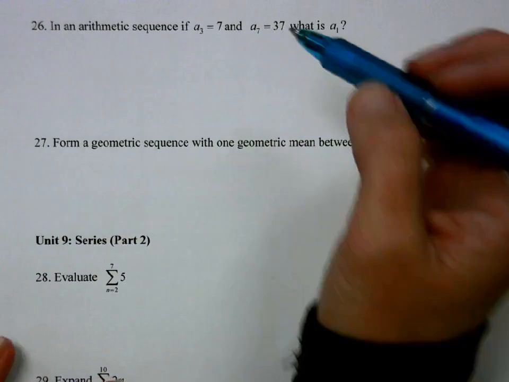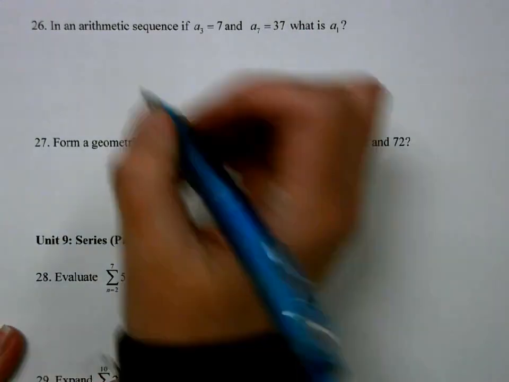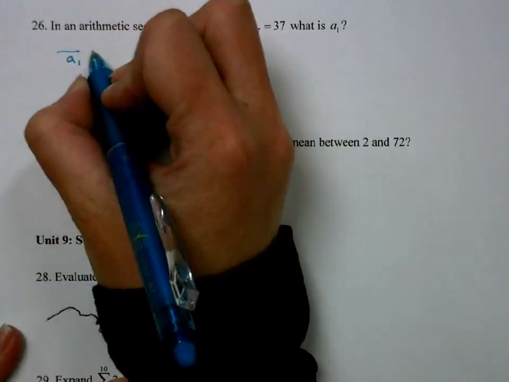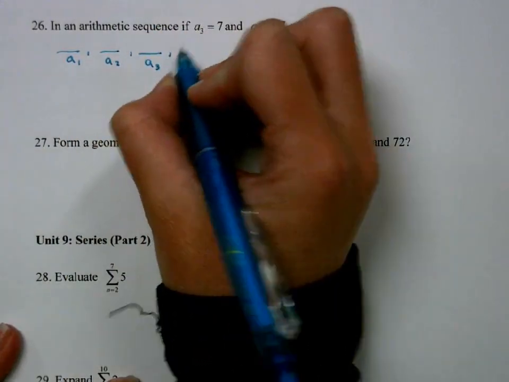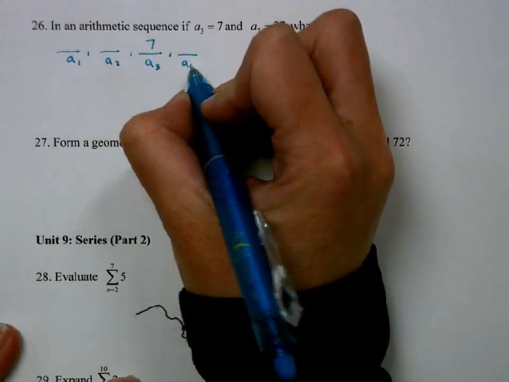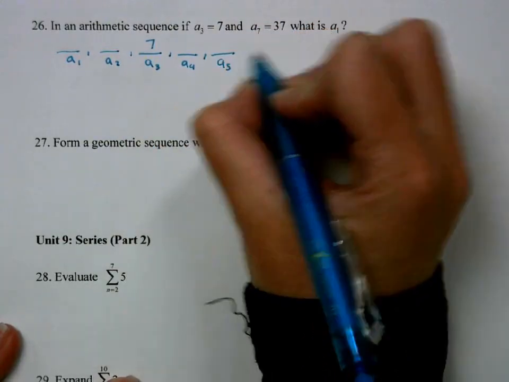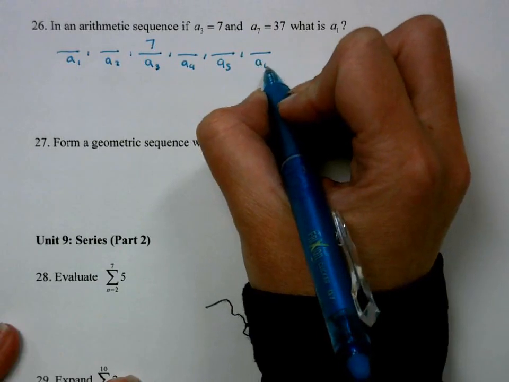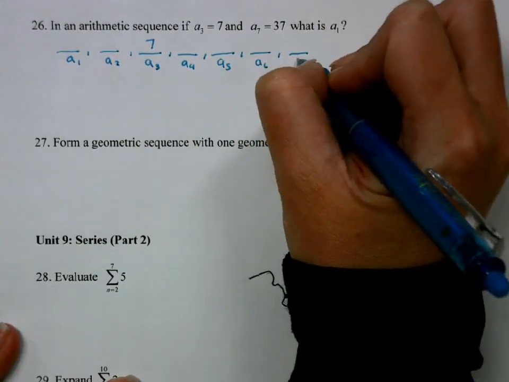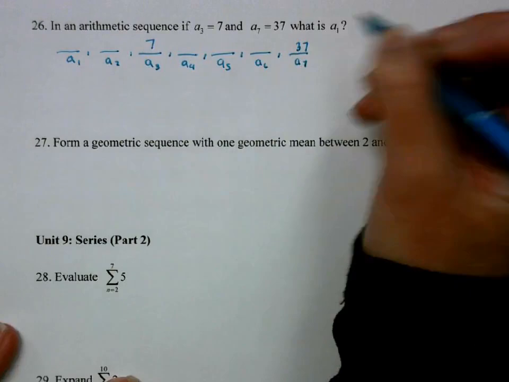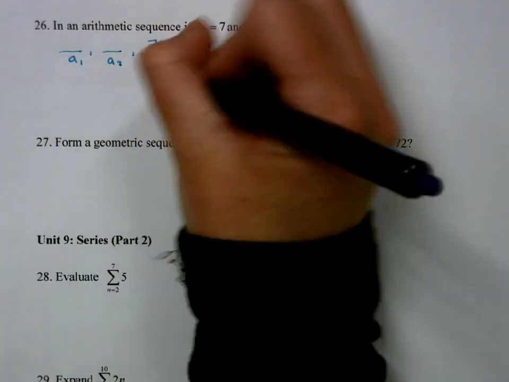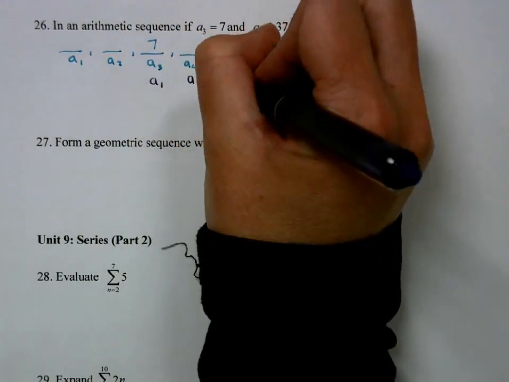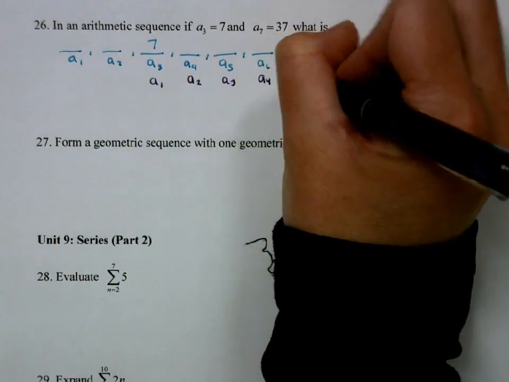Which is 7, A4 we don't know, A5, A6, and A7 is 37. So what I'm going to do for this is renumber, make this A1, which makes that A5. Okay, so in my nth term formula, I'm going to say 37 equals A1 plus 5 minus 1 times my common difference.